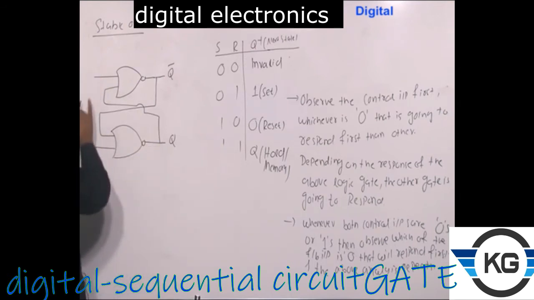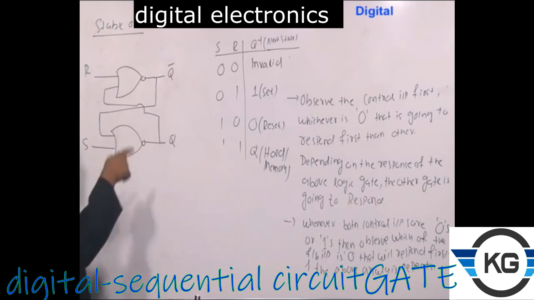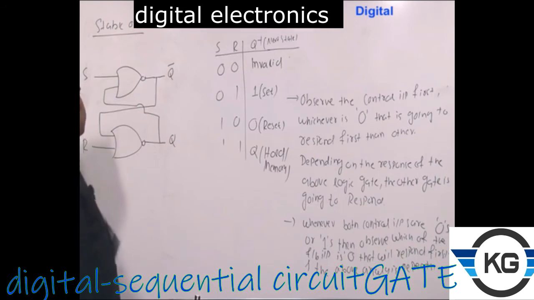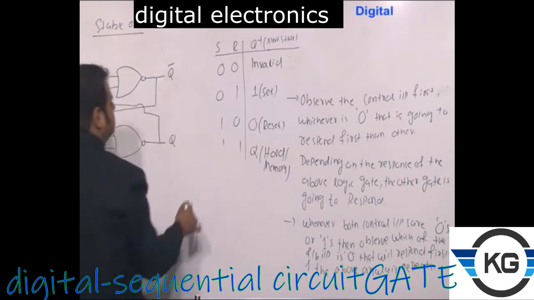Suppose I make this R and S instead. This is also valid, but again the table will change. The table you get will be with respect to that particular combination. Because I am habituated to following this particular convention, I am following it this way, but the approach will remain the same. Okay.